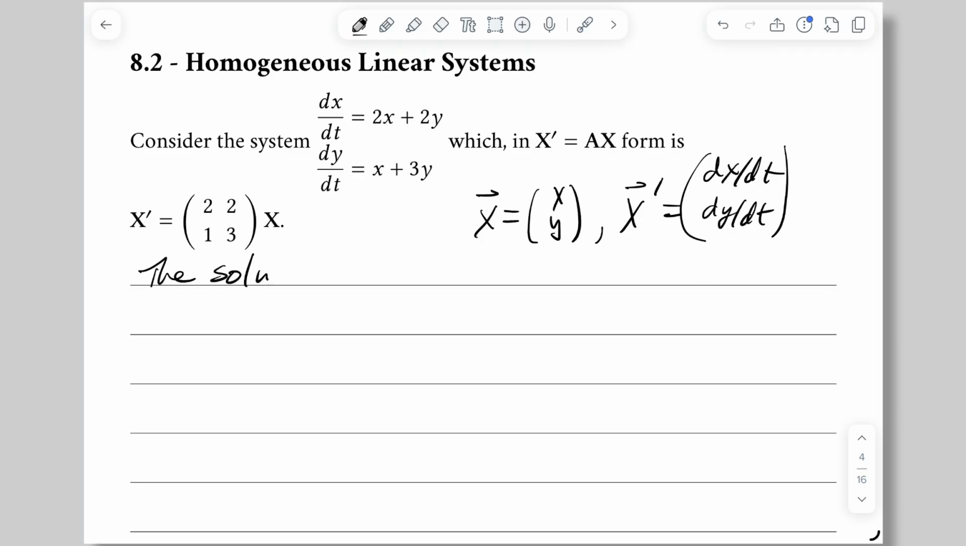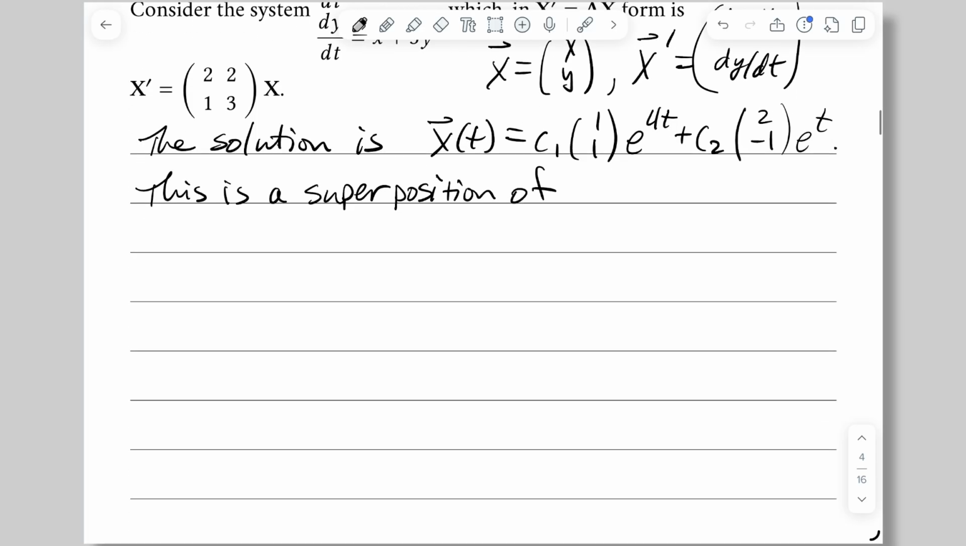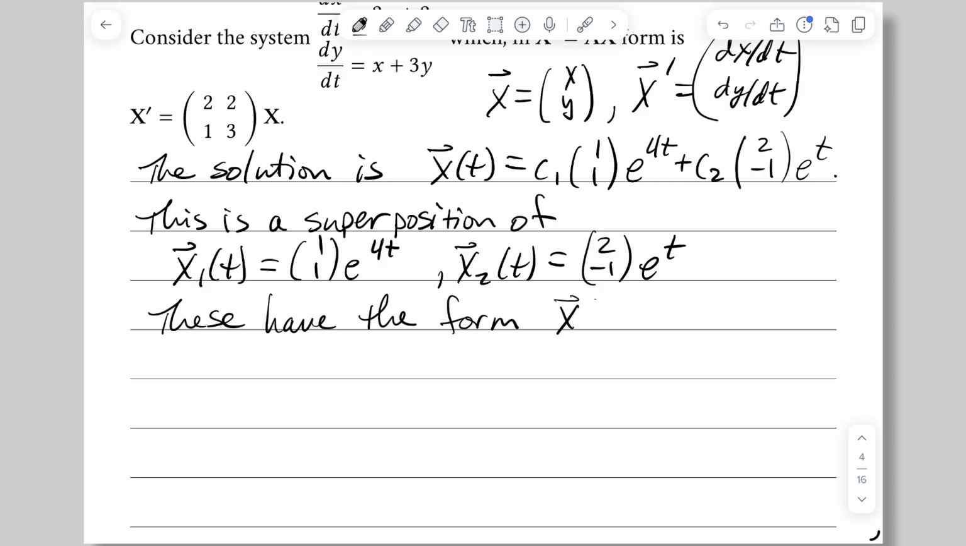The solution to the system is x of t equals c1 times the column vector (1, 1) times e to the 4t plus c2 times the column vector (2, -1) e to the t. This is a superposition of two solutions: x1 of t is equal to (1, 1) e to the 4t, and x2 of t is equal to (2, -1) e to the t. These have the form x of t is equal to k e to the lambda t.